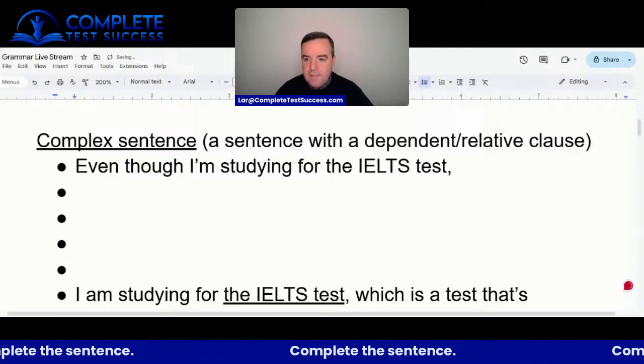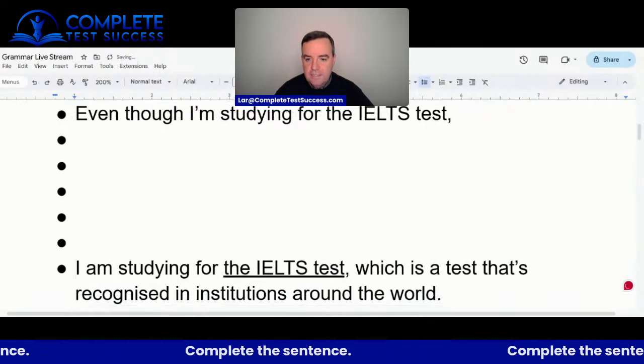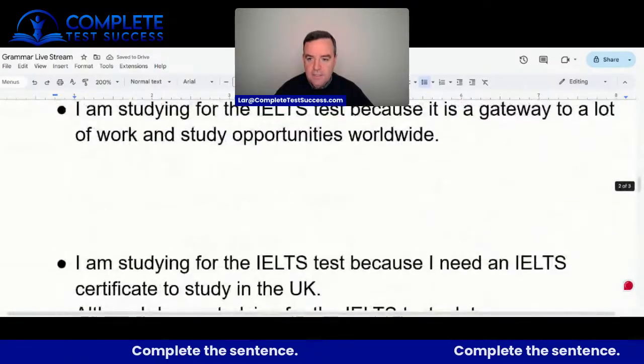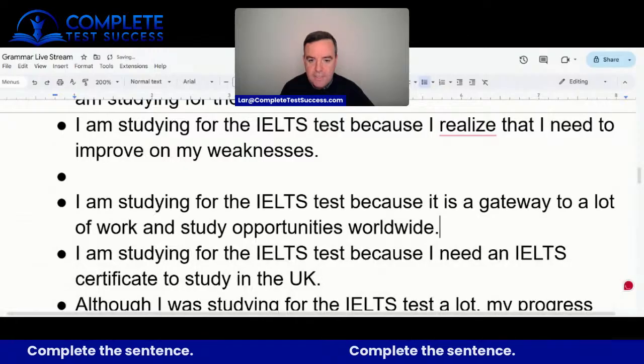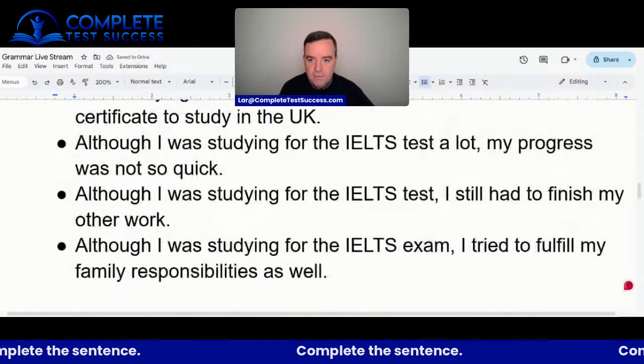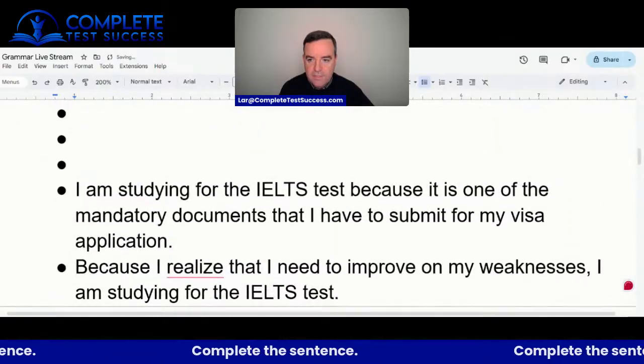All right, here's another one. Now, these are all complex sentences. So the reason we're looking at this today, like all of these sentences we've looked at so far in this lesson, when the examiner is looking for complex sentences, this is what they're looking for. These types of sentences, all of these that we've looked at so far, are complex sentences.